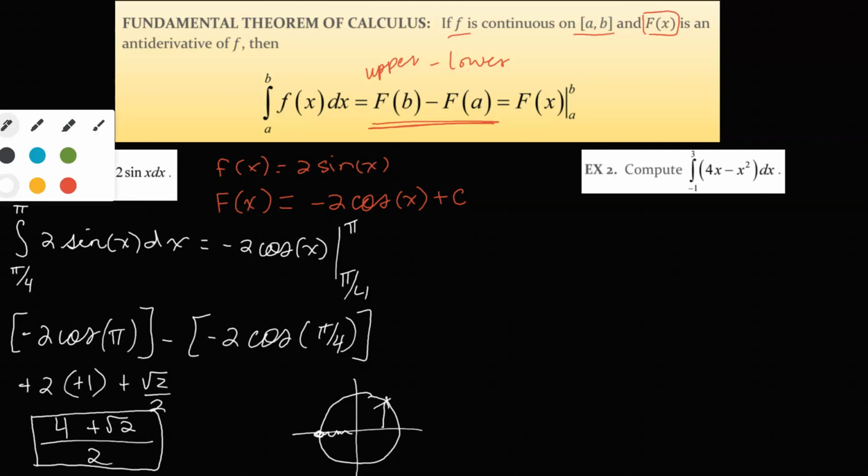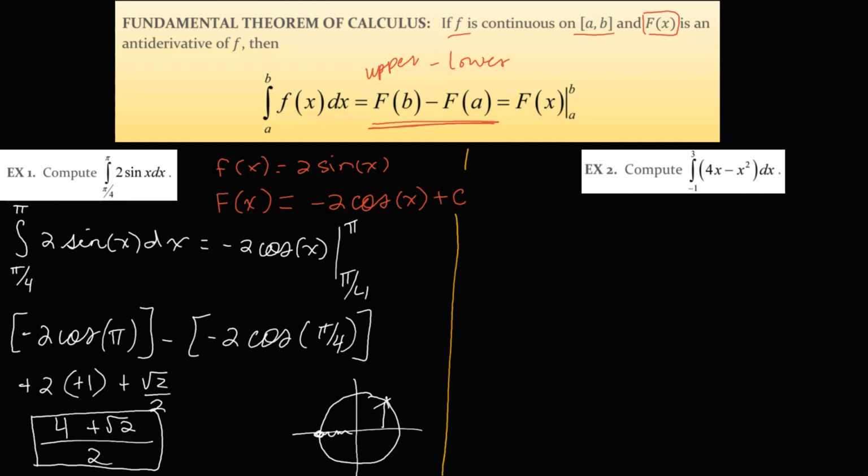Okay, next, you will see here that we are taking the integral, and this is how we would read that: the integral from negative 1 to 3 of 4x minus x squared dx. And this is to say that x is our variable and we're integrating with respect to x. So here I'm just going to rewrite it so it's nice and neat. This is how we would show our work.